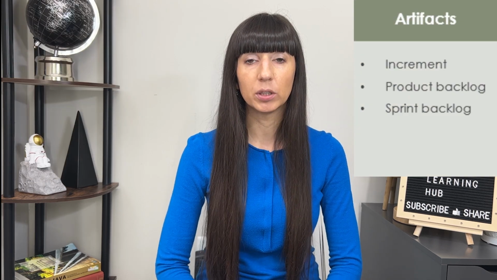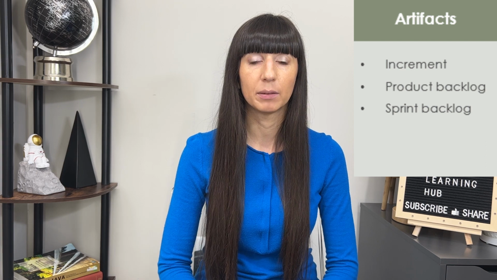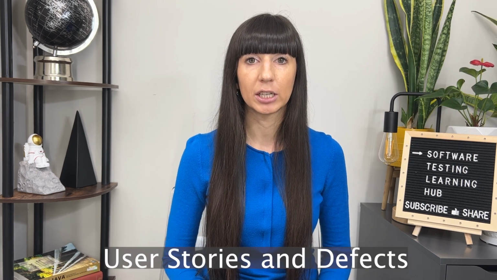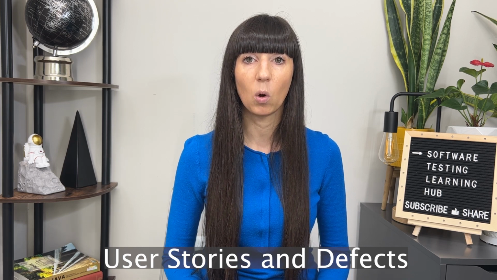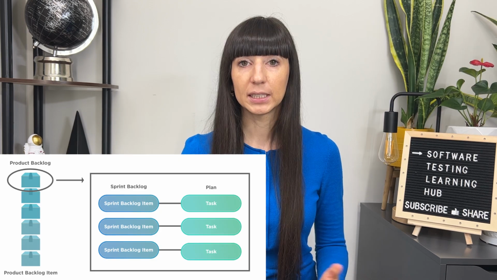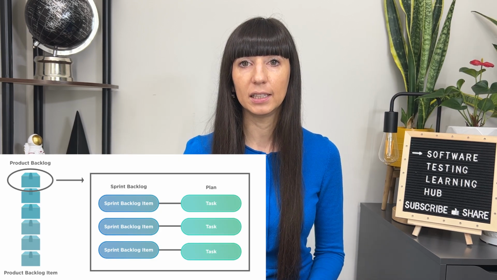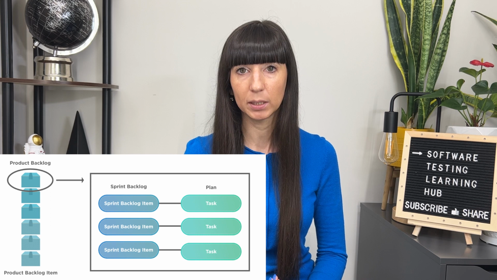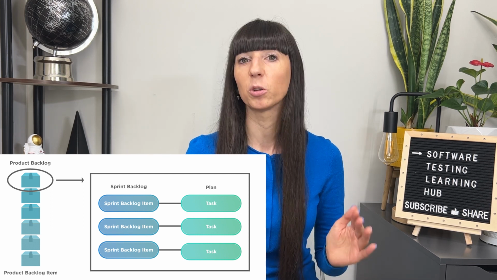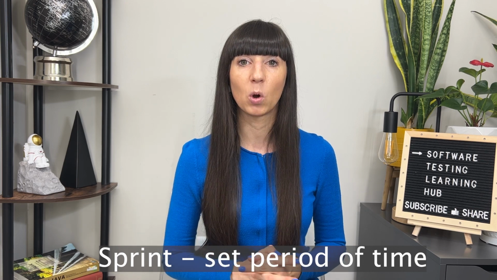Another keyword you're gonna hear when you talk about Agile is product backlog. Product backlog means all requirements you need to deliver, such as user stories. It will contain all defects. And another keyword is sprint backlog. The sprint backlog will contain a list of stories which come from the product backlog, and these specific stories will be delivered in a specific amount of time. And that amount of time is called a sprint.